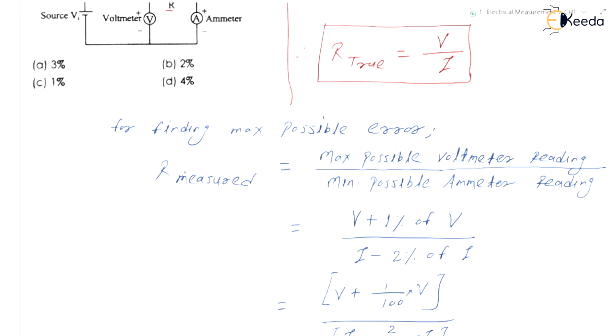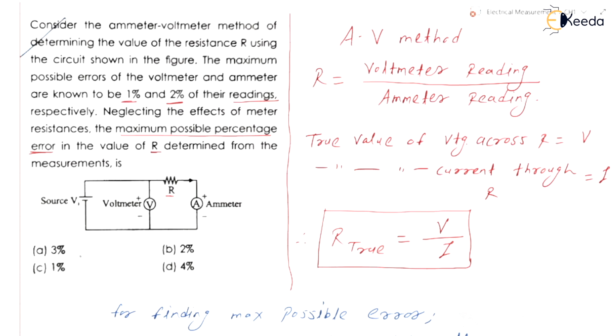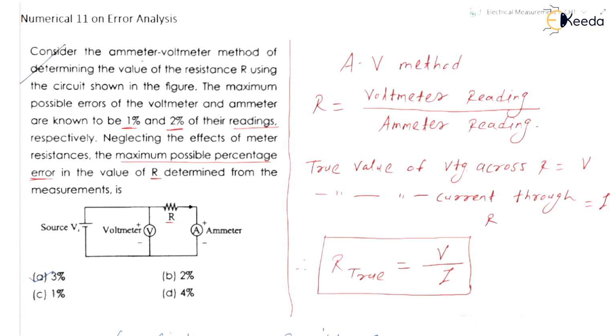So this R measured is nothing but the maximum measured value, the maximum possible R measured. So the final answer is 3%. Okay, so this is about question number 11. In the next video, we are going to discuss question number 12.